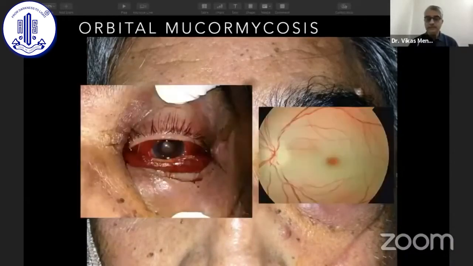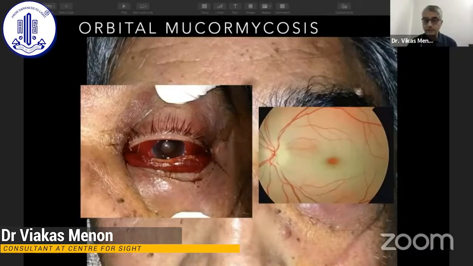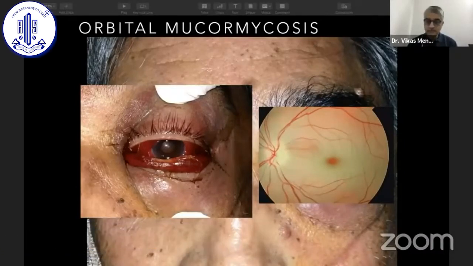Once you examine, you have to see how severe the problem is. You have to do a CT scan or an MRI scan to assess the orbital invasion. And also, don't forget to look at the fundus in all cases of orbital cellulitis, particularly in this situation where you have a patient who's a diabetic. And if you find a central retinal artery occlusion, in these cases, it's invariably mucormycosis in a bad diabetic.